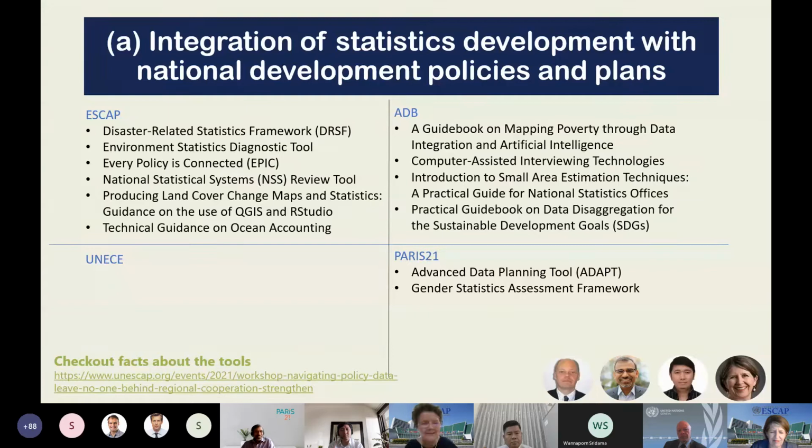Rajiv, please. Thanks to Rike for the question. This is a fundamental question for Paris 21. NSDS and the NSDS guidelines are the most relevant tools and frameworks to support the integration and alignment of statistical development with national, regional, and global development agendas. That's already there.